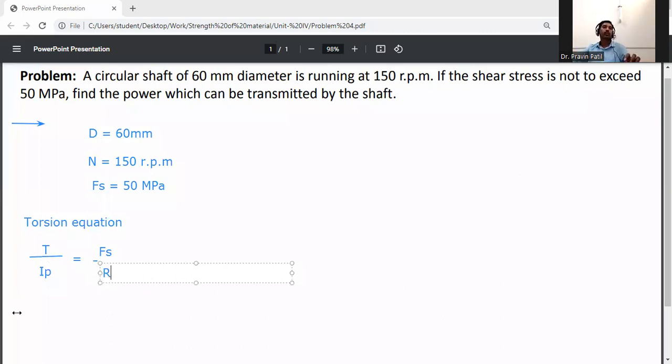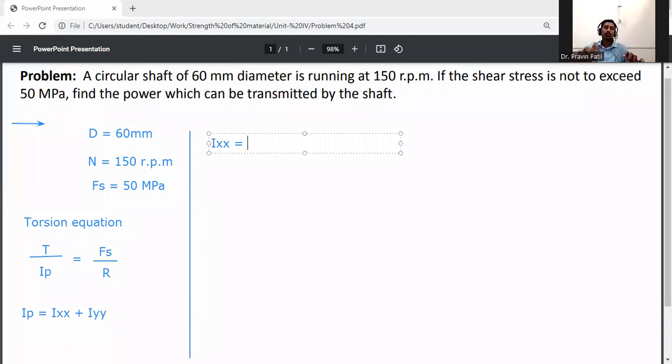So first of all, we need to calculate the polar moment of inertia. Ip is equal to Ixx plus Iyy. We know that Ixx is equal to Iyy. For a circular section, Ixx is equal to Iyy is equal to pi d raised to 4 divided by 64.